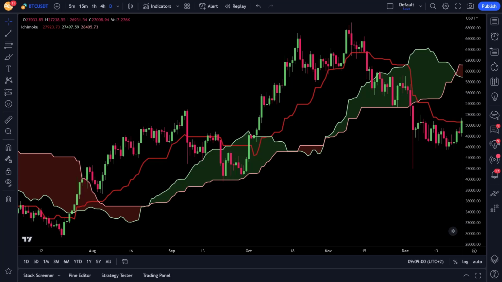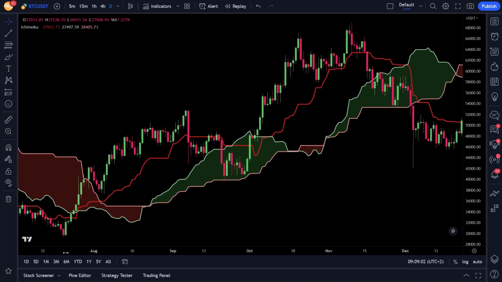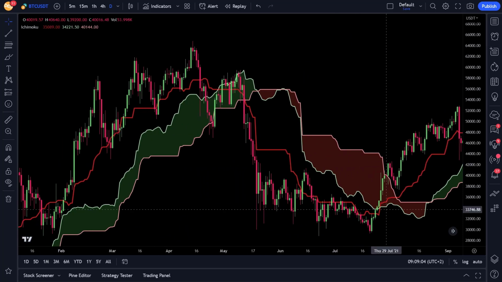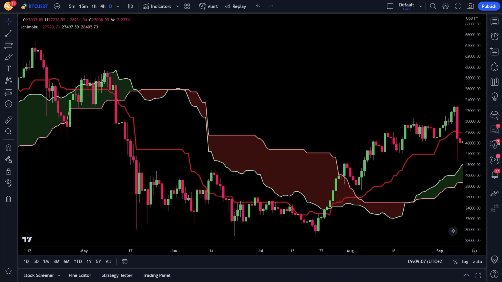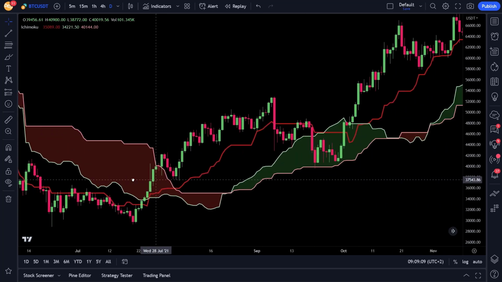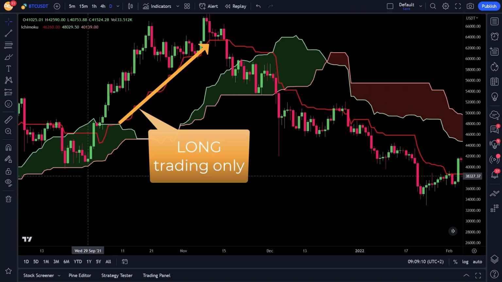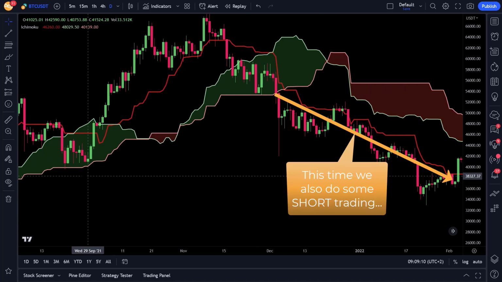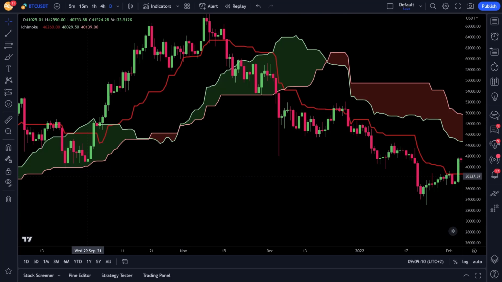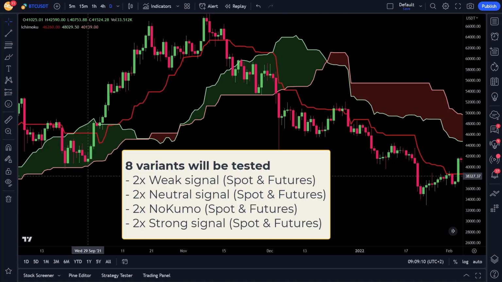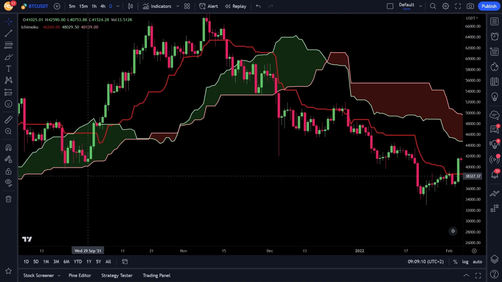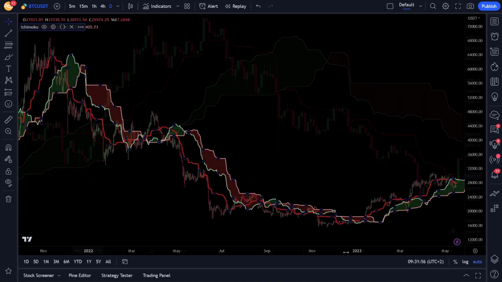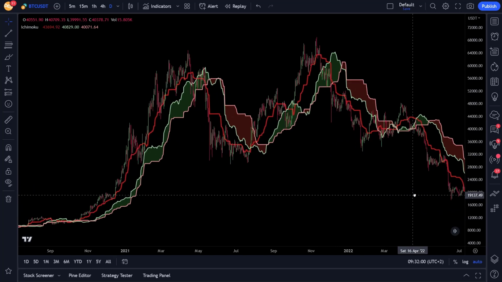By doing these backtests I will try to get a sense of the best performing variant and possible future performances of that variant. Also, I will not only test the spot trading version but also the futures version. There I also will do long and short trades and hopefully find out which version is the best. So in total I will test 8 versions of this strategy. But for a reminder, let me first explain the strategy and its signal strength versions and then proceed with the backtest results.